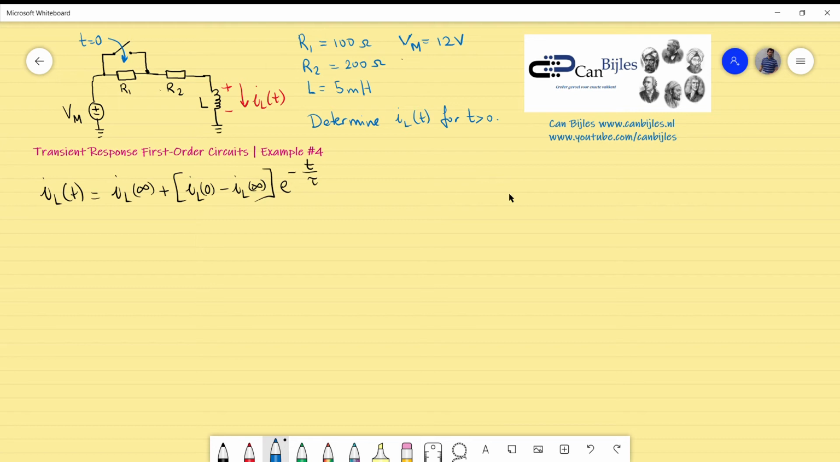For the initial value, you look at the circuit without the change. So this circuit is still without closing the switch. The switch is still open. So what you have is the Vm voltage source, two resistors in series, and the inductor. Since we assume that the circuit is running for a long time, the inductor is assumed to be a short circuit.